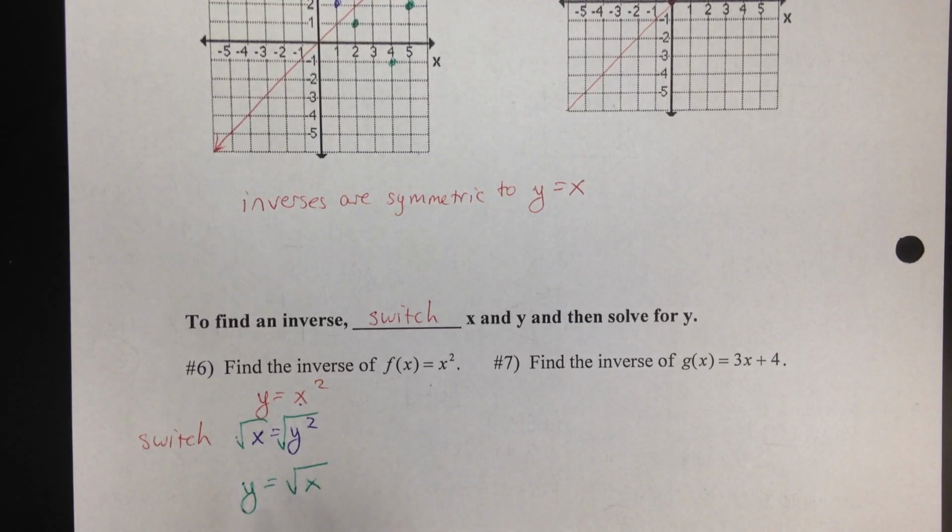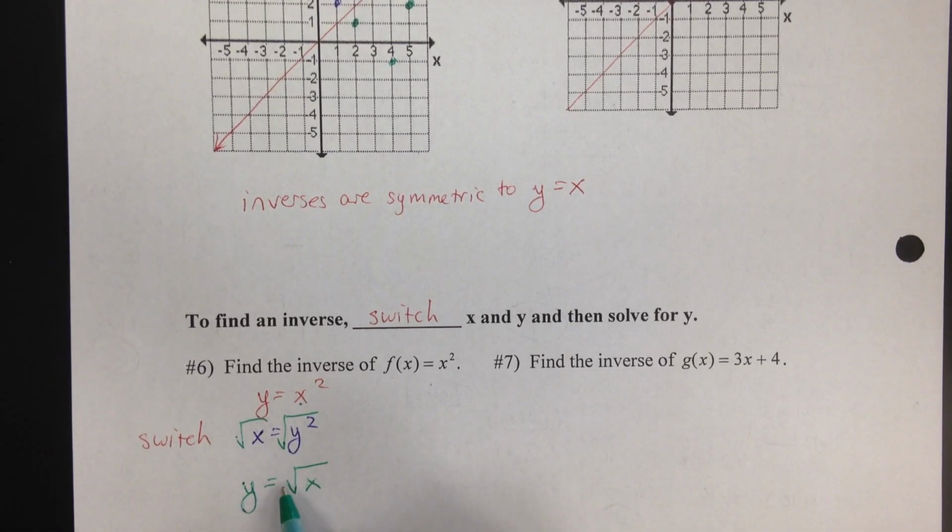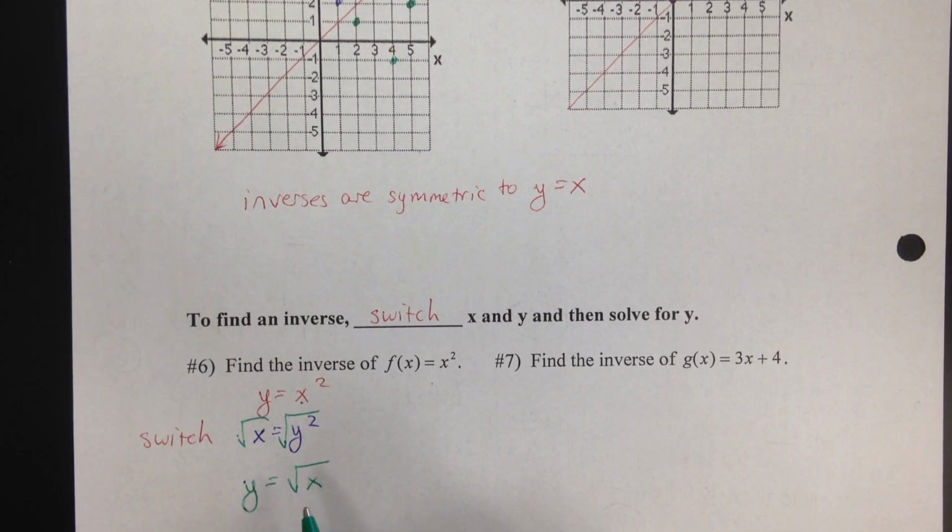The reason for that is we need to keep this as a function. If I take the negative side, this would not be a function. So it's just y equals positive square root of x. In other words, the inverse of f of x is square root of x.